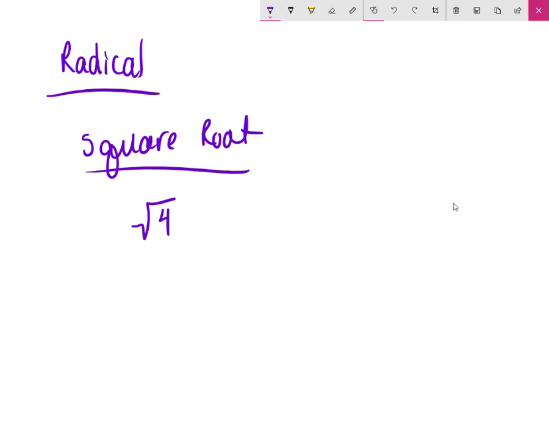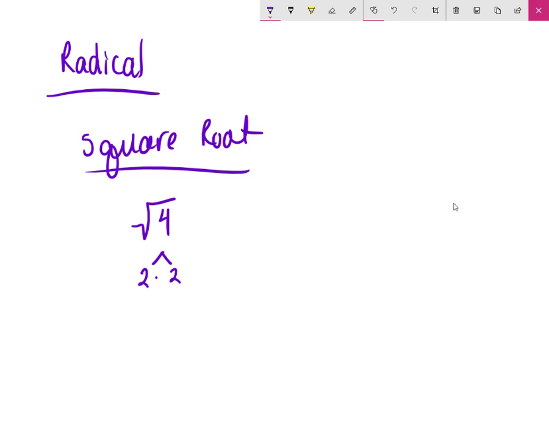Sometimes you will only have perfect squares under the radical as the radicand. So we have a number under the radical symbol, and we want to break it down to primes. 4 is not a prime, which means that we can break it down to the primes that make up 4.